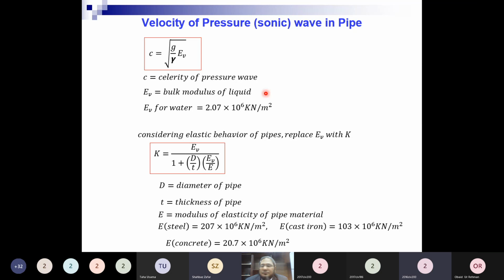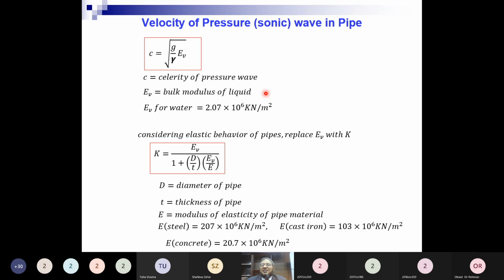The ratio of... Yes, anyone please. It is the slope of the stress-strain curve under the elastic zone. Yeah, this is actually the modulus of elasticity: the slope of the initial straight portion of the normal stress versus normal strain curve.